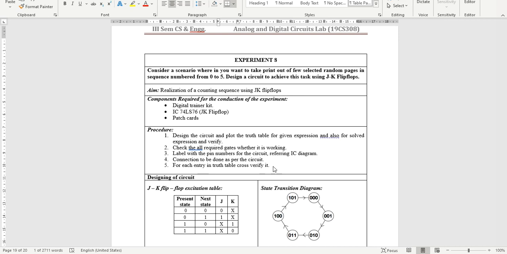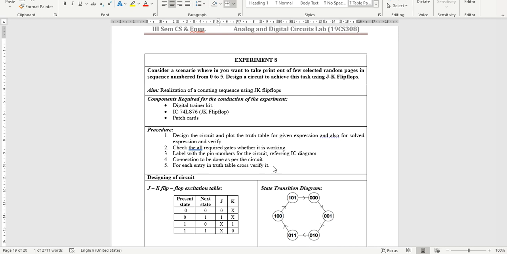The basic components required to accomplish this experiment are a digital trainer kit, IC 7476 and patch cards, but we are using the online simulator, which is Deltsim, where the physical digital trainer kit is not required, and patch cards are also not required. Along with this, you need one AND gate with the number 7408.